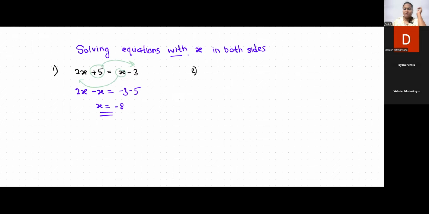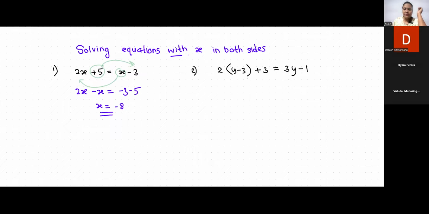Second example, if there are brackets: 2(y - 3) + 3 = 3y - 1. Now y is there in both sides, left hand side and right hand side both.